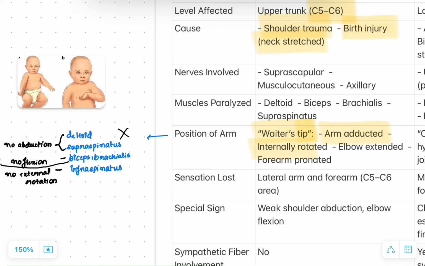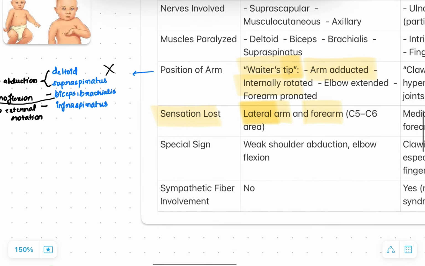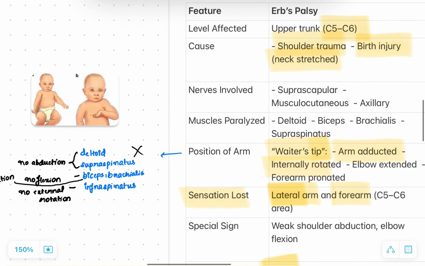The sensory area lost is the lateral arm and the forearm, because it is supplied by C5 to C6. In this, no sympathetic fiber involvement is seen. This is the waiter's tip position where we can see the arm is adducted and internally rotated, the forearm is pronated and the elbow is extended.